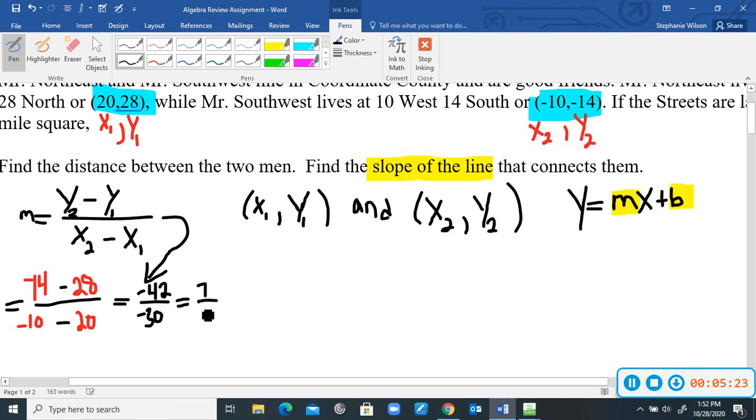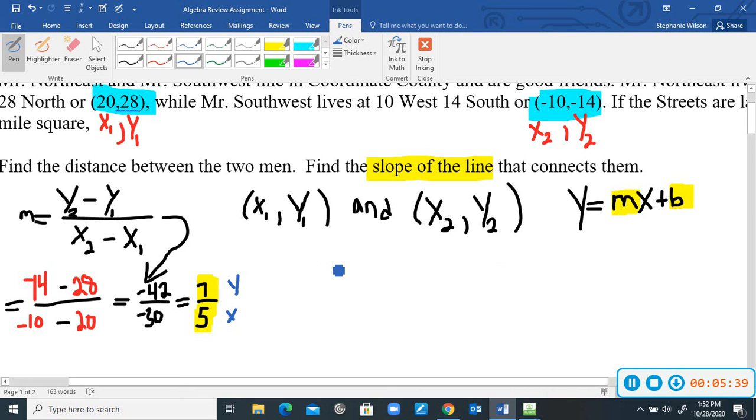6 goes into 35 times. So here is my slope. We're going to leave it in fraction form. You don't want to put it in decimal. Always leave it in fraction. And why? The top number is my y. My bottom number is my x.